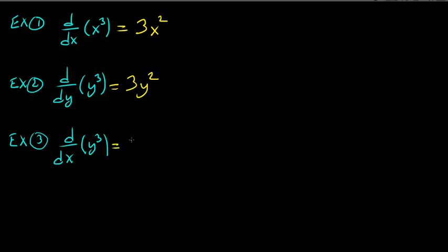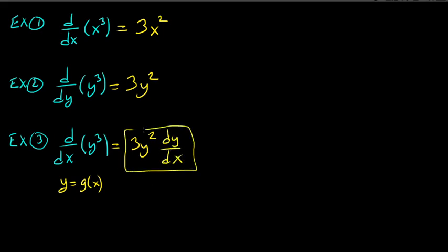Now, what do we get in example 3? If you're thinking this is still just 3y squared, wait a minute. The independent variable here is x, not y, so you can't get the same thing. What are we missing here? We don't know that y could be some function of x. y might depend on x. And if that's the case, we have to apply the chain rule. We have to multiply by g prime of x, or better yet, let's just leave it as the derivative of y with respect to x. Without the dy over dx, without this factor here, it's wrong.